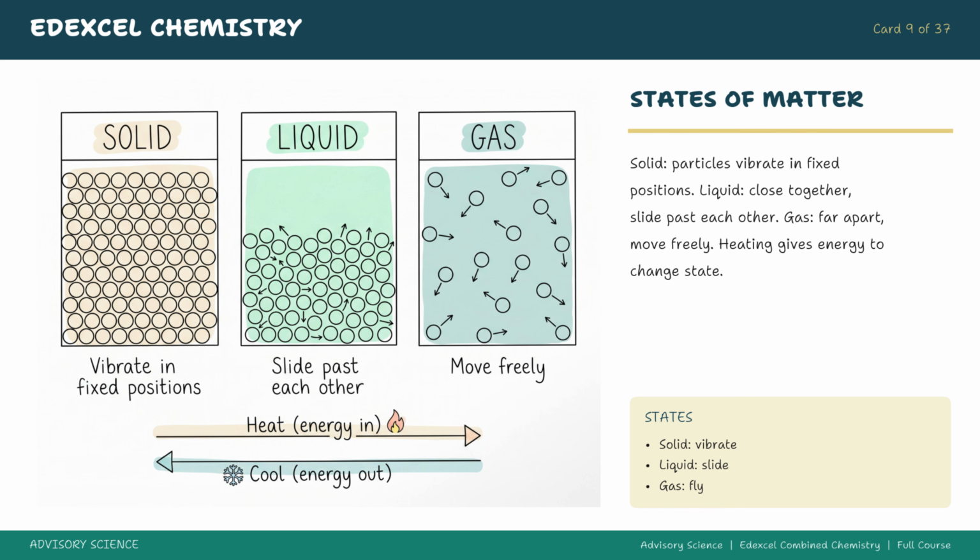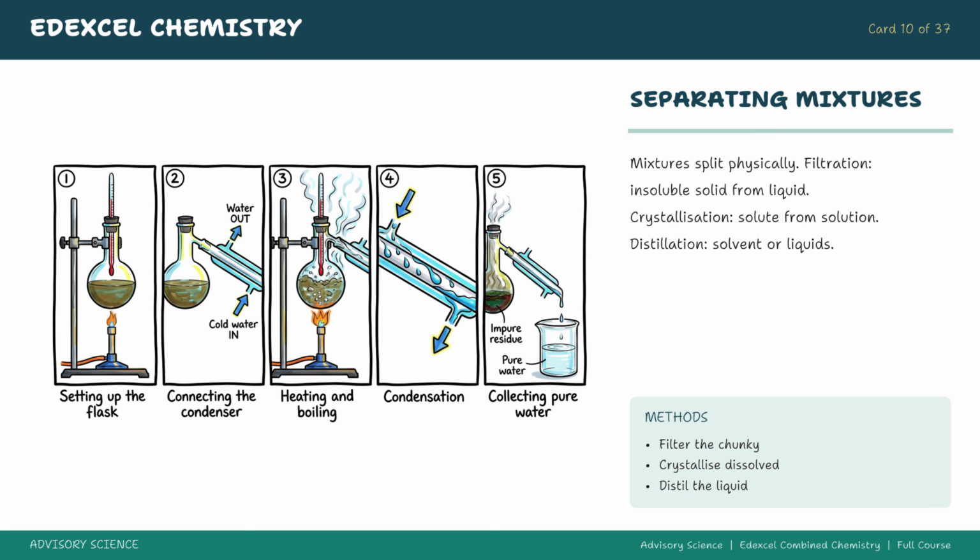State changes do not change the particles themselves, only their arrangement and movement. Mass is conserved when you melt or boil. Separating mixtures. A mixture is just 2 or more substances mixed together. They're not bonded or chemically joined, so they can be split apart by physical processes.